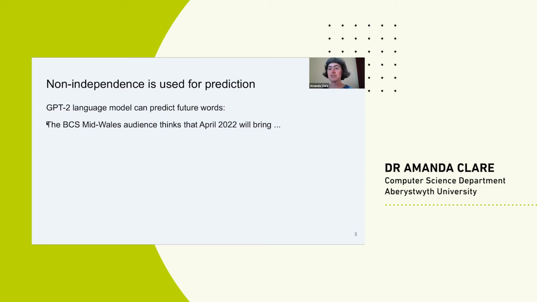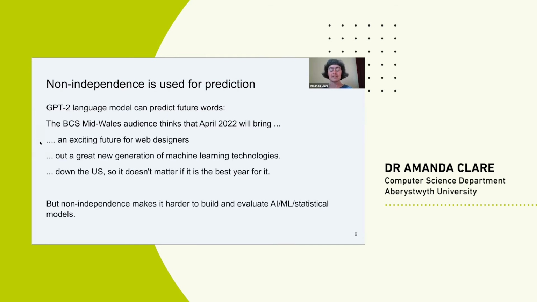The GPT-2 said things like, it gives you a variety of choices, an exciting future for web designers, or that it will bring out a great new generation of machine learning technologies, or it will bring down the US, so it doesn't matter if it is the best year for it. So the trouble with learning from the internet is you get random learning from the internet, and that can be quite US biased, and the biases that run through training data in natural language processing is one of the things that the field is grappling quite hard with now.